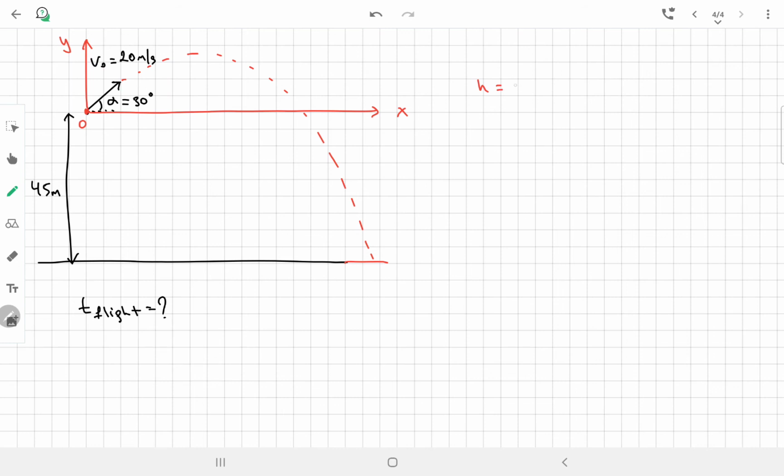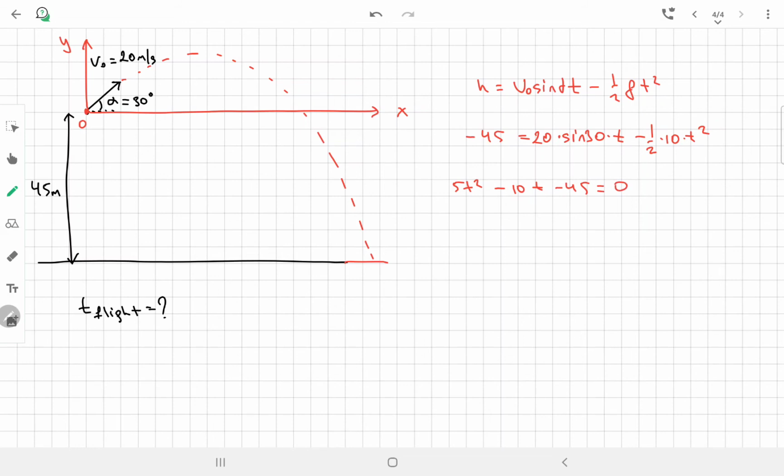So basically I will be using equation number 3. Height equals initial velocity in vertical direction times time minus 1 over 2 g t squared. And this height becomes negative 45, and we need to find the time when it will be negative 45. Initial velocity 20, sine 30, unknown time t, g is 10, t squared. So we need to simply solve this problem. 5t squared minus 10t minus 45 equals 0.